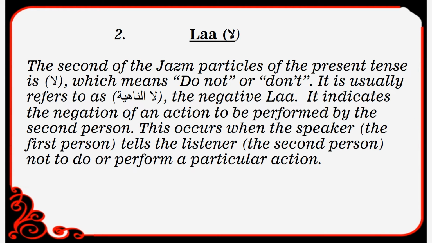2. La. The second of the Jazm particles of the present tense is la, which means do not or don't. It is usually referred to as la nahiya, the negative la. It indicates the negation of an action to be performed by the second person. This occurs when the speaker, the first person, tells the listener, the second person, not to do or perform a particular action.